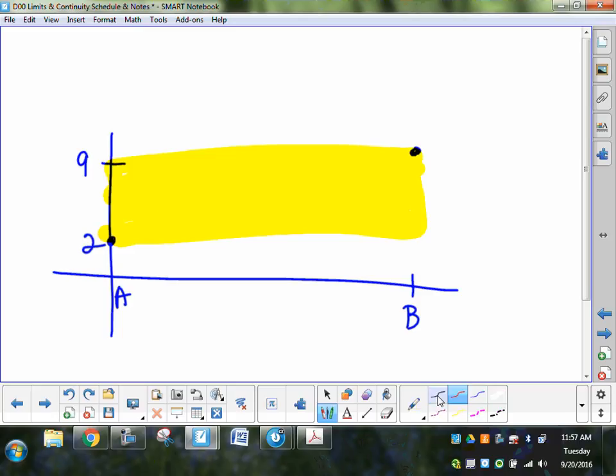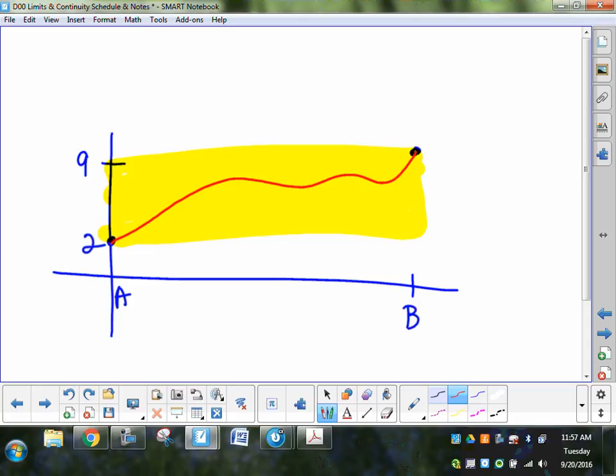Could you hit anything below it? Yes, but it's not guaranteed. It's impossible for me to draw a continuous function from A to B without hitting that value. Does that make sense? Because that's a calculus concept.